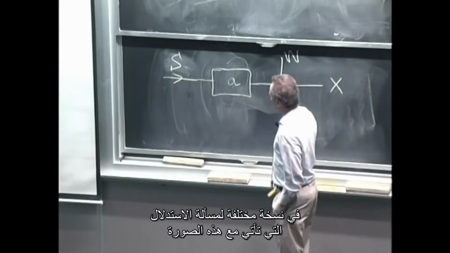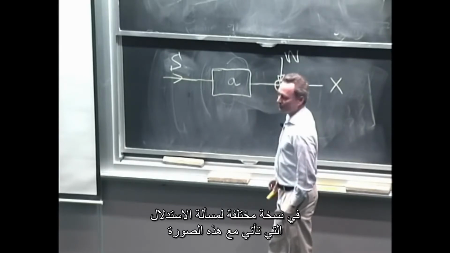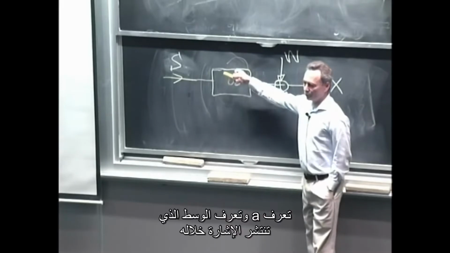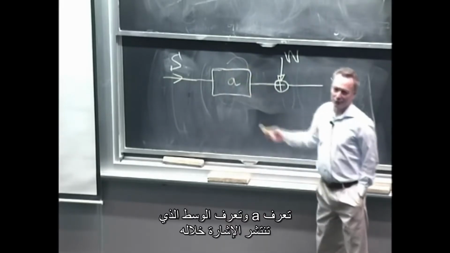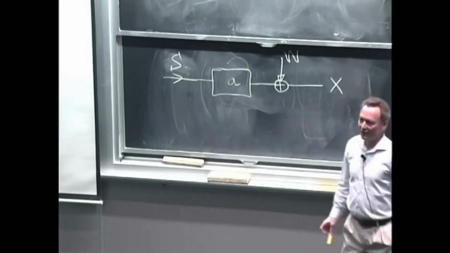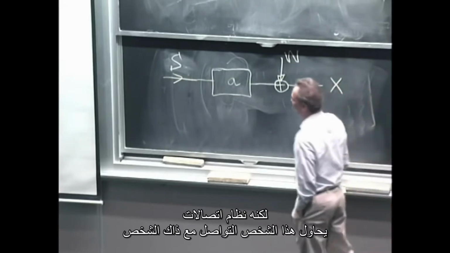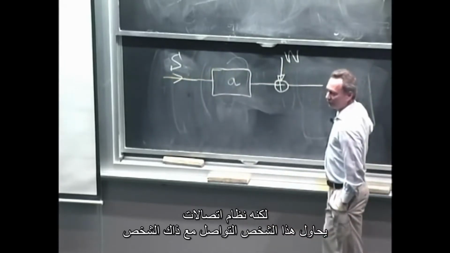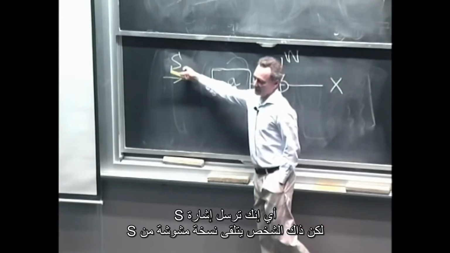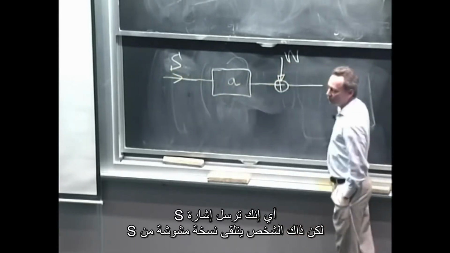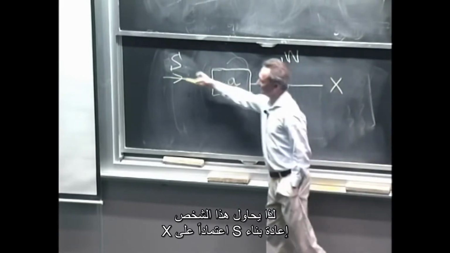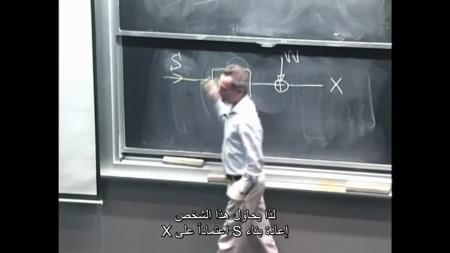In a different version of an inference problem that comes with this picture, you've done your modeling, you know your A, you know the medium through which the signal is going, but it's a communication system. This person is trying to communicate something to that person. So you send the signal S, but that person receives a noisy version of S. So that person tries to reconstruct S based on X.